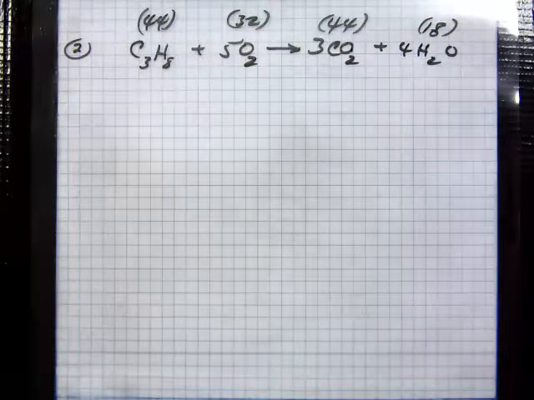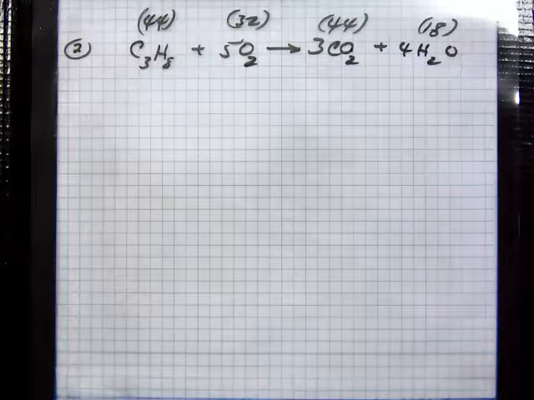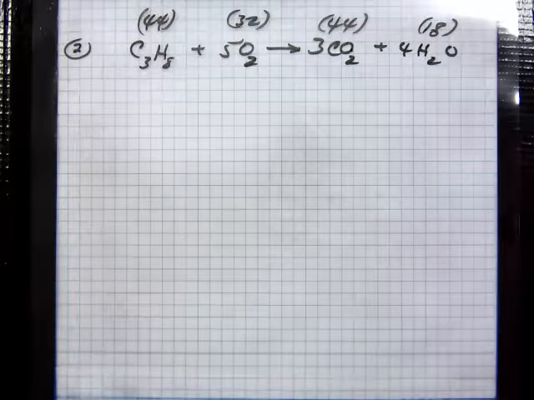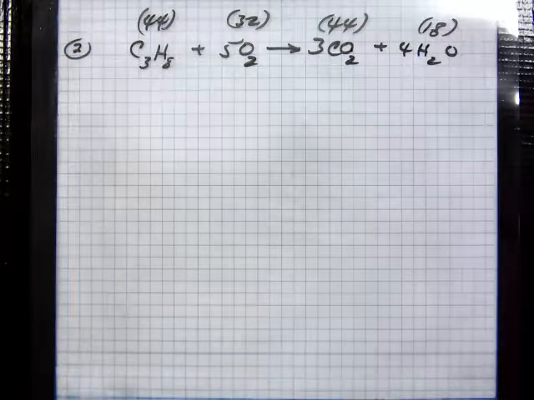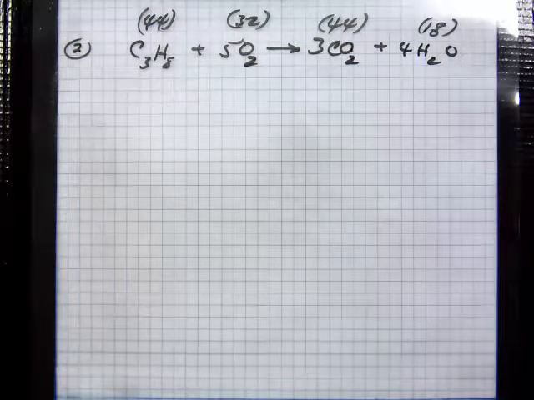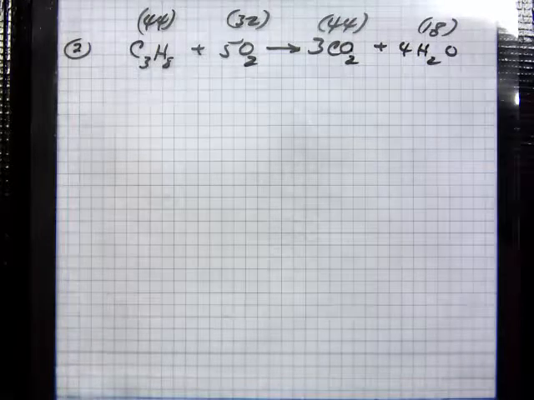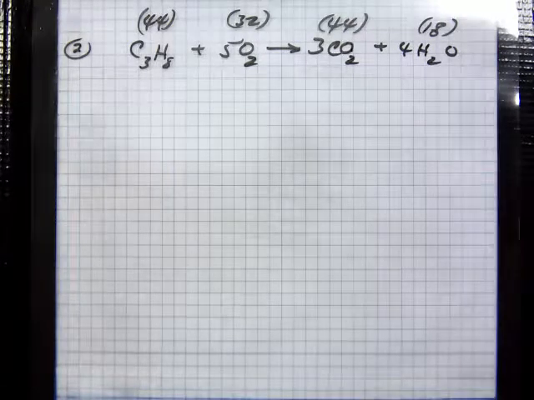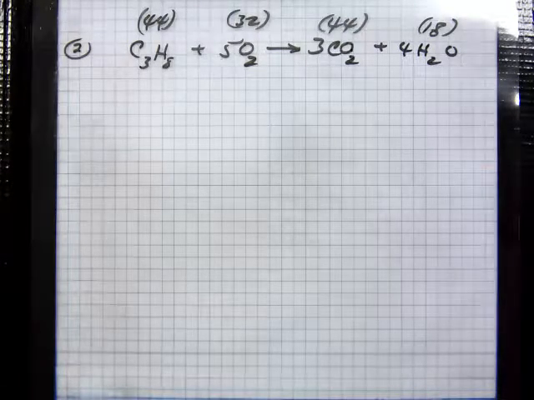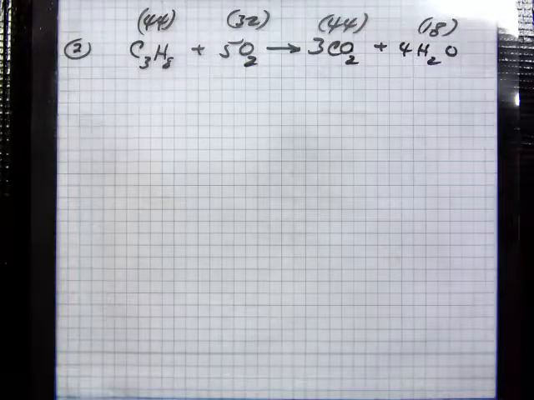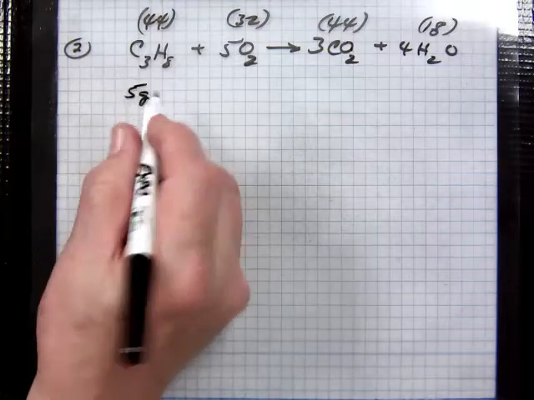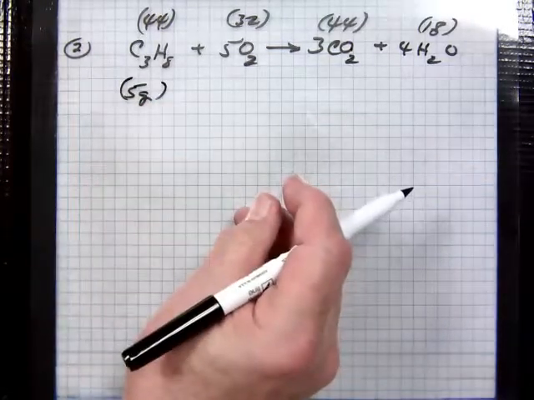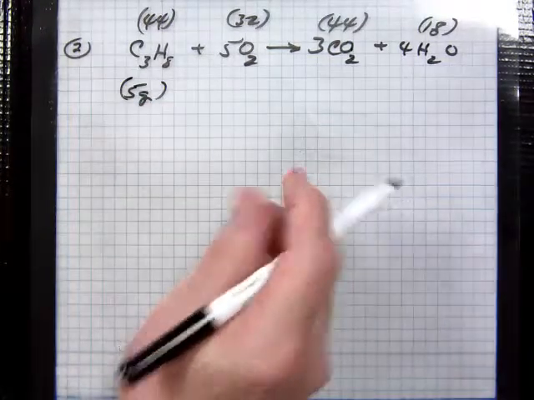Okay, so here's our propane, 44 grams per mole, 32 grams per mole for O2, 44 grams per mole for CO2, and 18 grams per mole for water. Just the formula weights, per mole, one formula weight. All right, let's see what it's going to do. Start with 5 grams here, given. What's the theoretical yield of water?